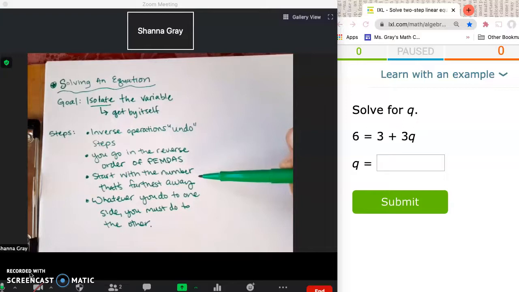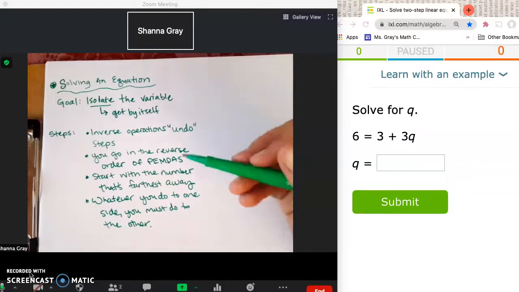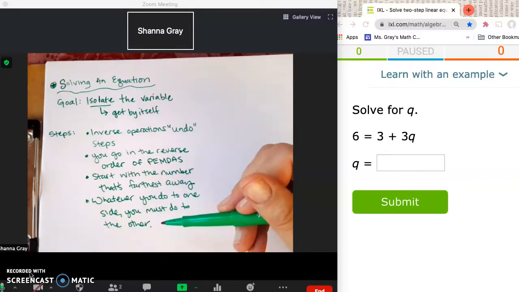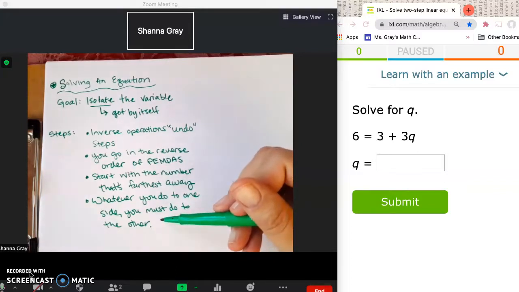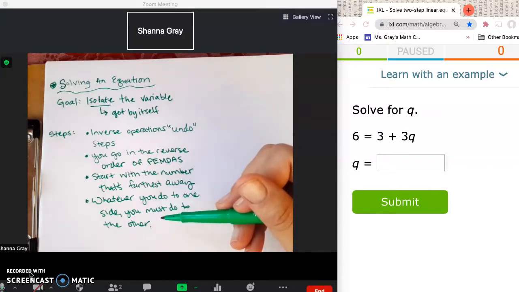The other thing that's maybe a little less technical but also kind of works is that you start with the number that's farthest away from the letter that you're trying to get alone by itself. And probably the most important thing to remember whenever you make choices about what to do: whatever you do to one side, you must do the same thing to the other side.